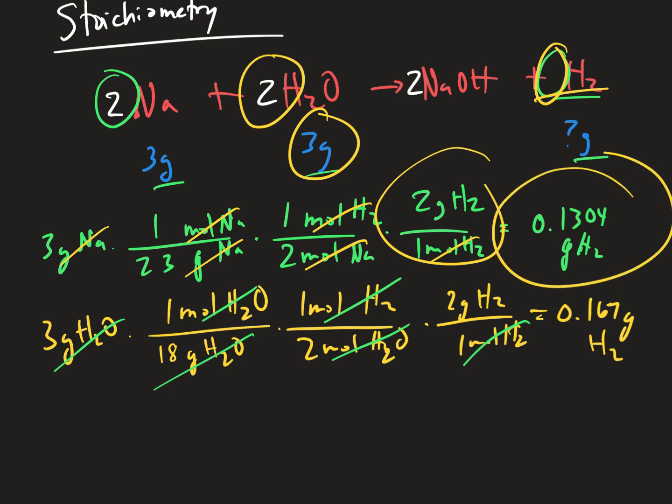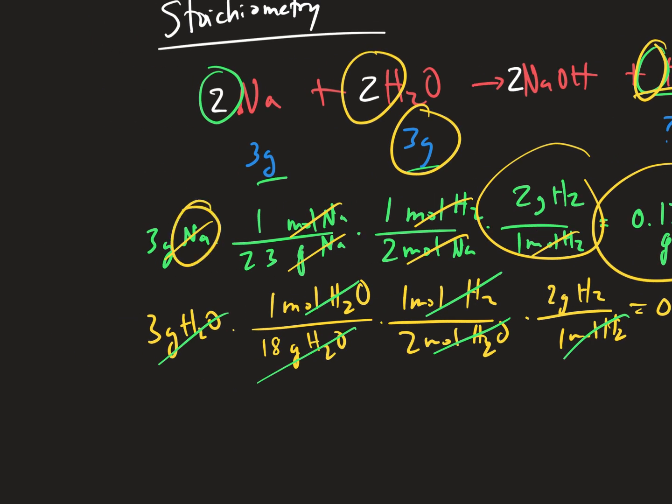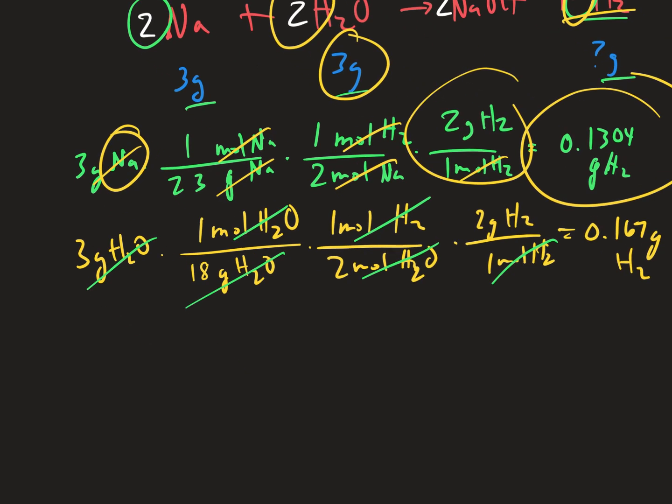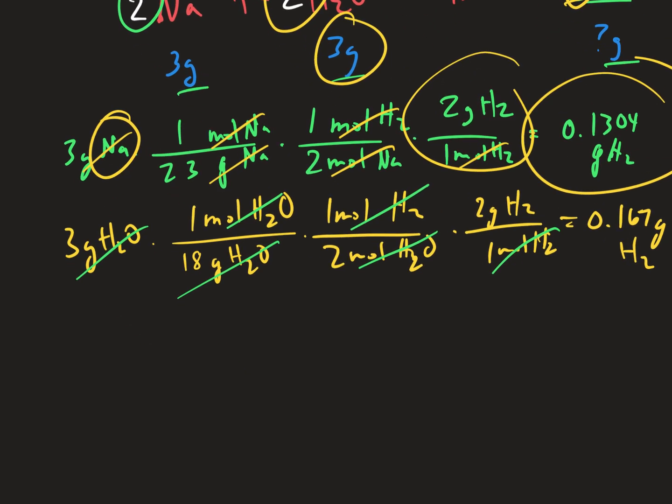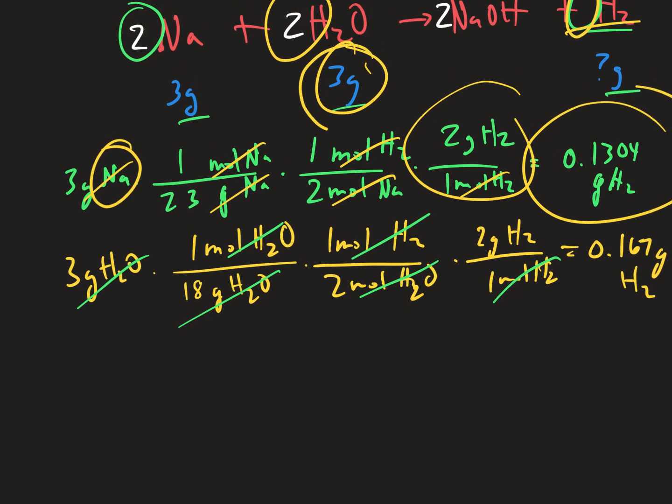Right here. Why? It's the smallest amount. This means our sodium is our limiting reagent, our limiting reactant. Are you with me? And you have to be able to say how much excess reagent we have left over. How much of this do we have left over? Our water is our excess reactant. Are you with me?